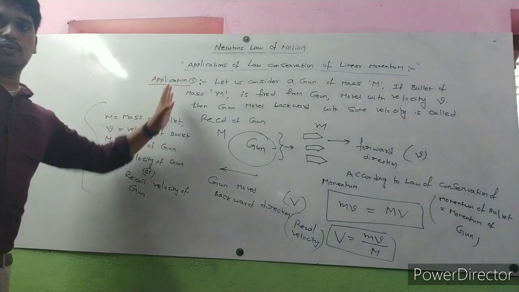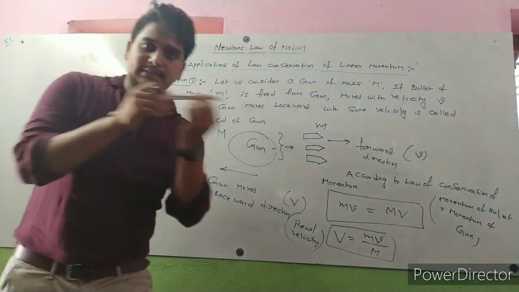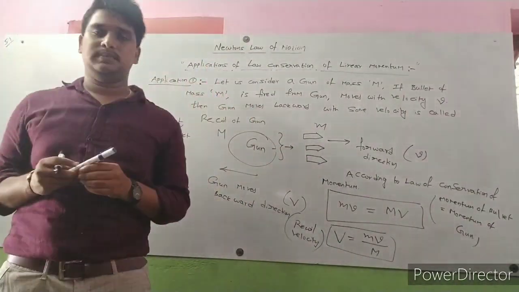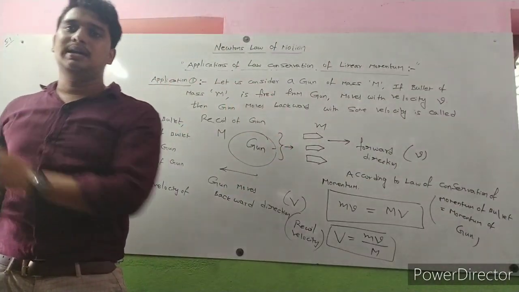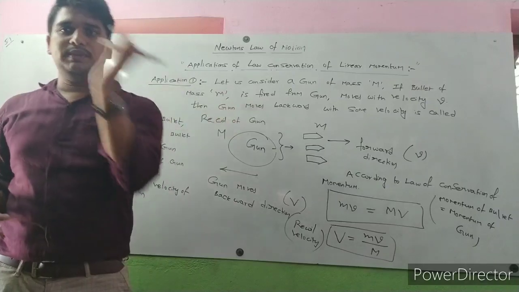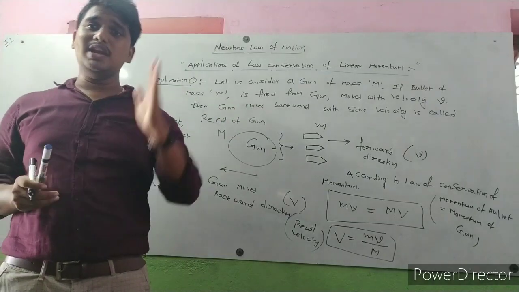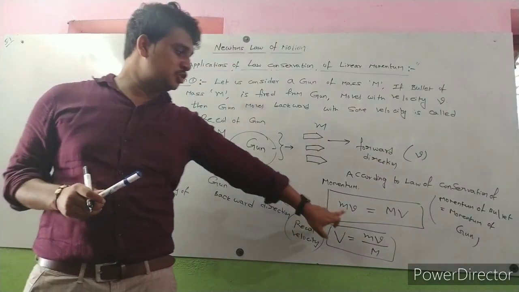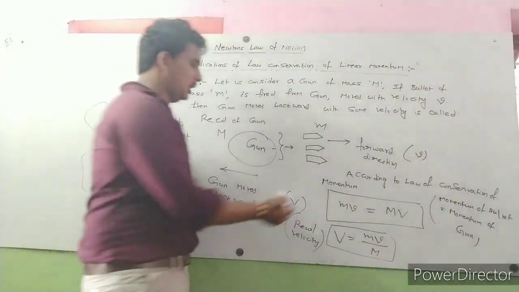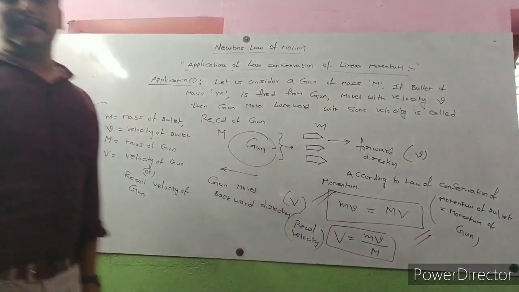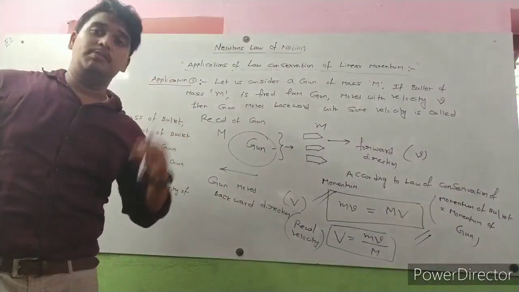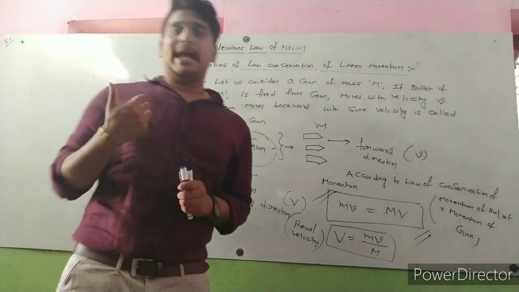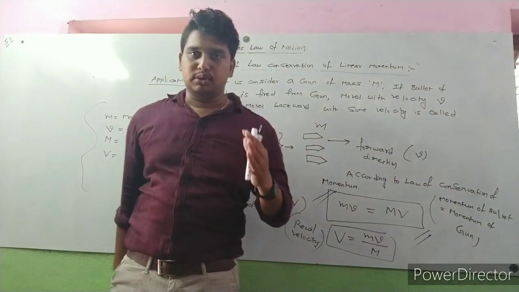This is application number 1. So a bullet is fired from the gun, then the bullet moves forward with velocity small v and mass small m. Similarly the gun moves backward, with mass capital M and velocity capital V. Then momentum of the bullet is equal to momentum of the gun: small m into small v is equal to capital M into capital V. So this formula is very, very important. This is solved based upon Newton's third law. In the next lecture we will discuss application number 2 and 3.